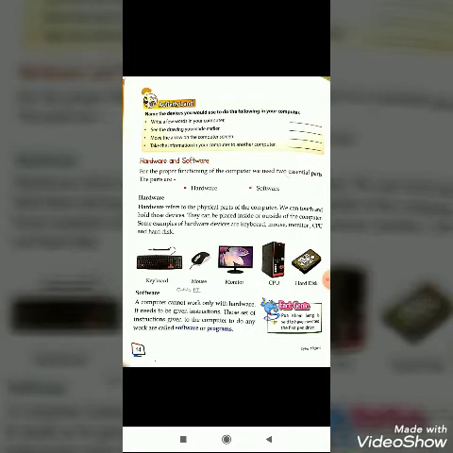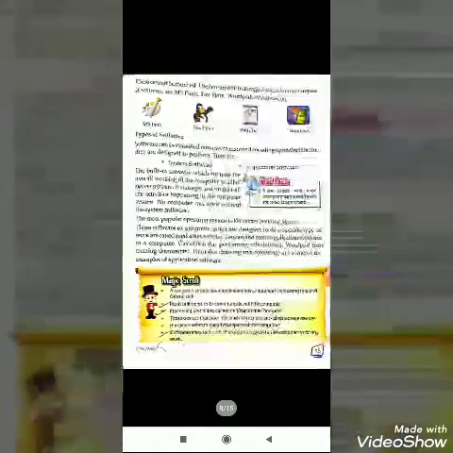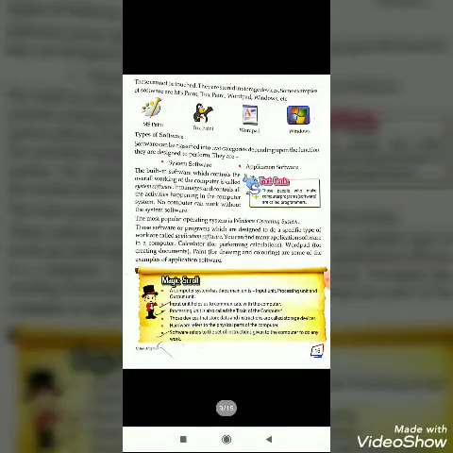We know that we can touch hardware, not software. We can touch only hardware. Software cannot be touched at all. Okay. And what is the example of software? MS Paint, Tux Paint, WordPad, Windows, etc. These are the examples of software.